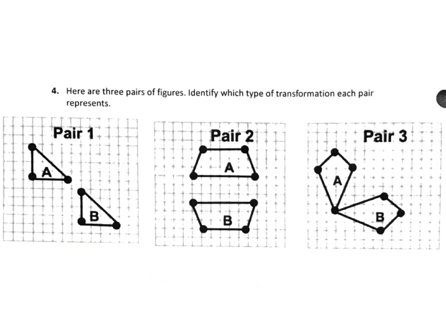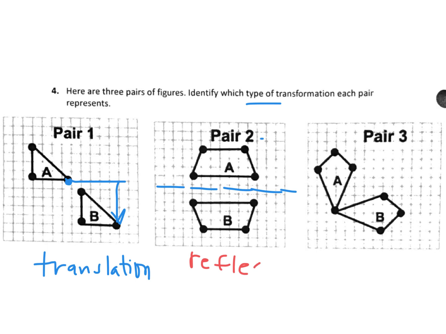Okay, now we're just identifying the type of transformation. Pair 1 definitely looks like a slide to me. Even if I focus on one point, it's going to go to the right and then down. So this is a translation. The second photo looks like a mirrored image, like it's flipped over. So the second one, I would say, is a reflection. And then the last one definitely looks like a turn, which is a rotation.